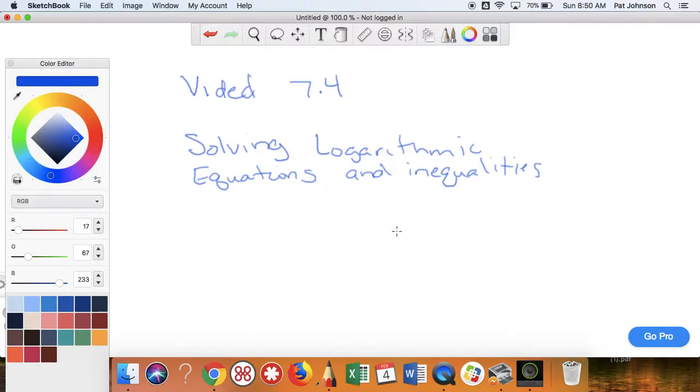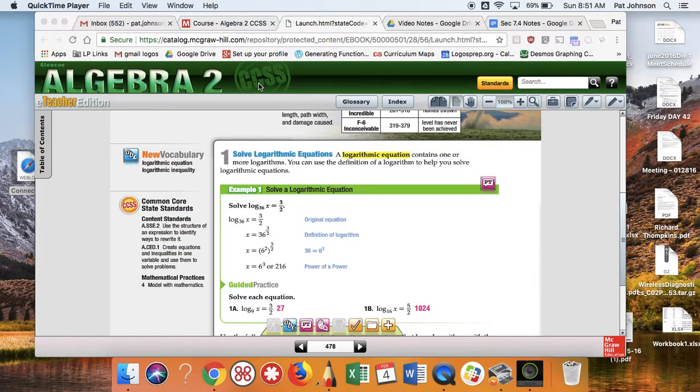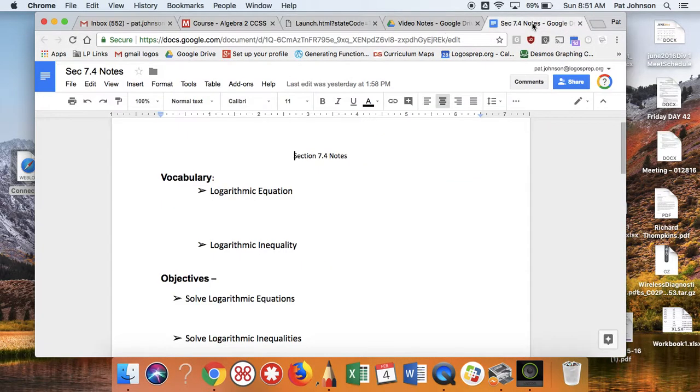All right, this is video, obviously there's a typo, 7.4. And we're going to solve logarithm equations and inequalities. You're going to notice that they mimic the exponential functions and equations and inequalities with similar properties. Now you have to know your radical rules, you have to know your exponent rules and fraction rules, and of course logarithm rules. So let's jump right into our video, our notes.